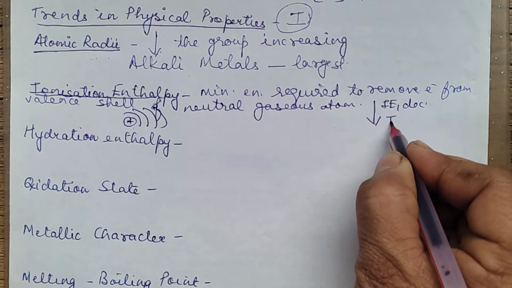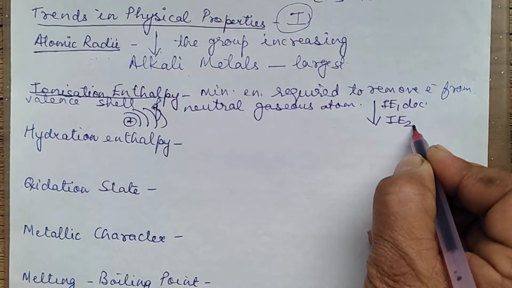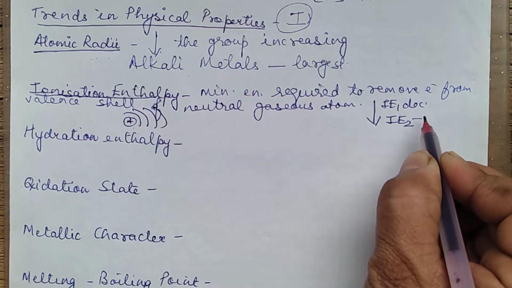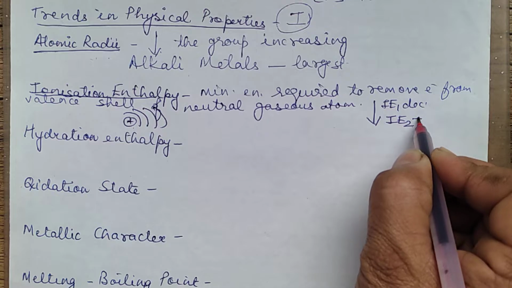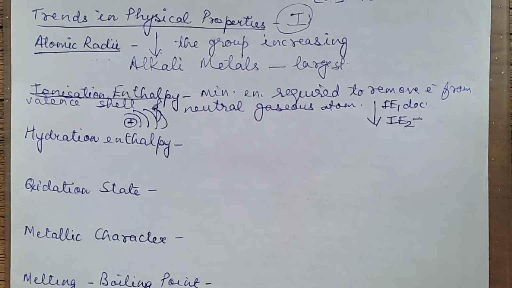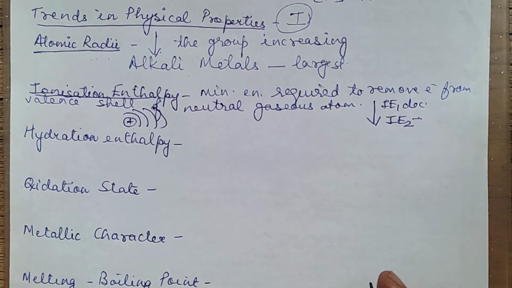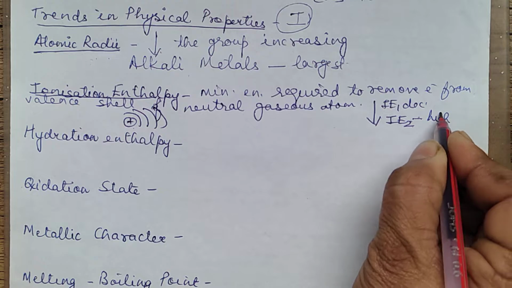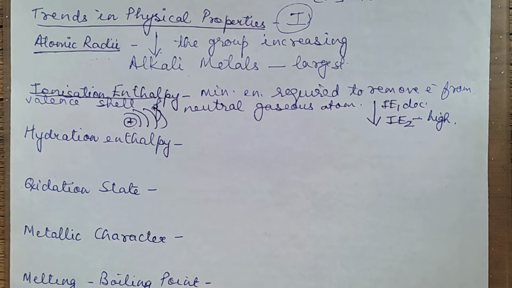Now suppose I talk about the second ionization enthalpy. After the second ionization enthalpy, all the elements will acquire the noble gas configuration. Right, because the configurations we have seen, they all have only one electron in the s orbital. So they will acquire the noble gas configuration, so their second ionization enthalpies would be very, very high. They will not easily lose the electrons.